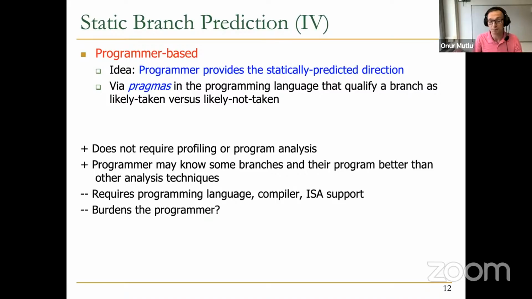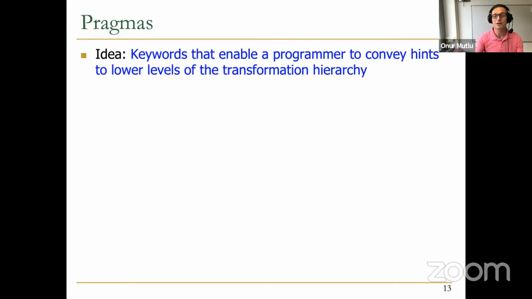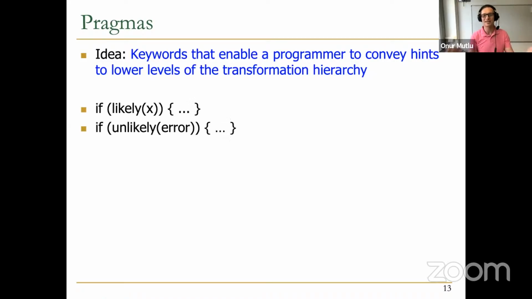And probably this burns as a programmer right now, right? As a programmer, you normally don't think about branches, but maybe sometimes you should if you really want to get high performance. Okay, this brings me to Pragmas. This is essentially how hint information is communicated by the programmer into the hardware. These are keywords in a programming language that enable a programmer to convey hints to lower levels of the transformation hierarchy.